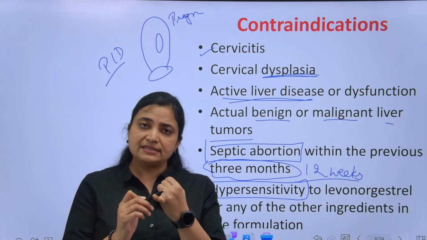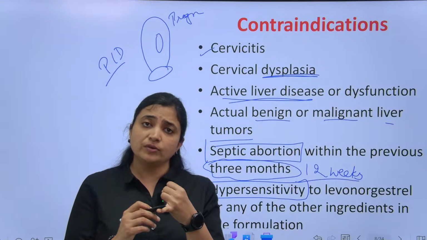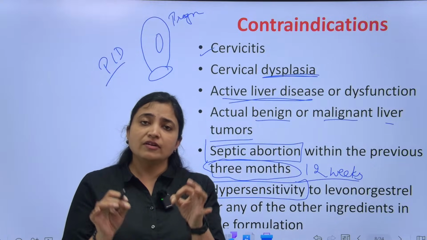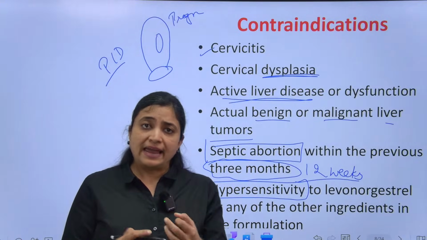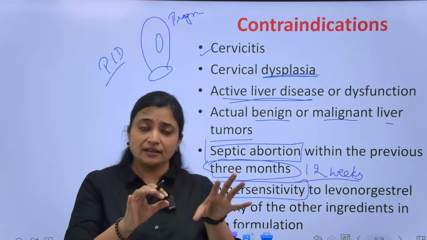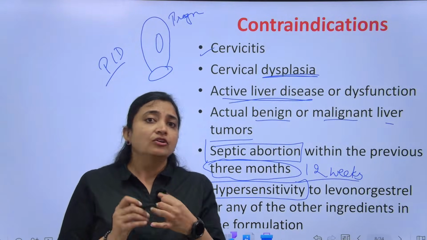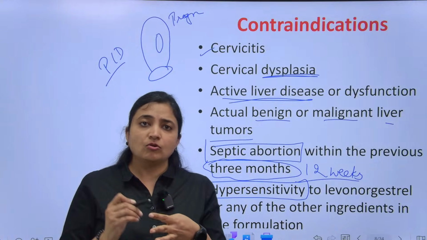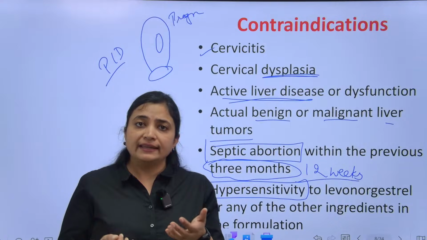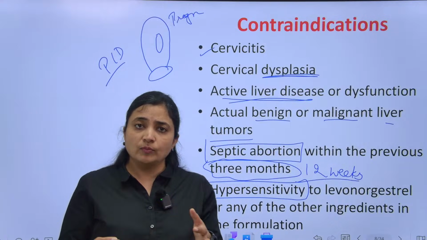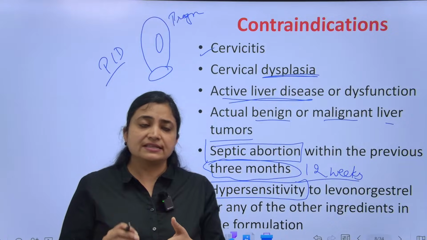So pregnancy, always rule out pregnancy. I always emphasize, whether it is AUB or something else, always rule out pregnancy. So pregnancy should not be there. Anything should not be sitting inside the endometrial cavity, like there should be no polyp, there should be no fibroid, no infection, no PID, no cervicitis, no endometritis, no septic abortion. And then there should be no dysplasia, no malignancy, no hormone dependent malignancy, no breast cancer, nothing.